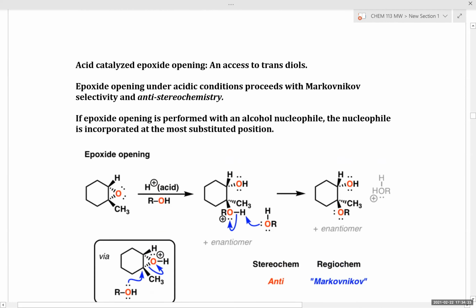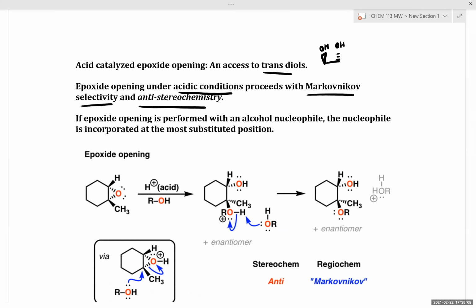Okay, so what we're now going to talk about is a method to take our epoxide and generate diol derivatives or ether derivatives of our corresponding epoxide. Acid catalyzed epoxide opening provides us access to trans diols. Epoxide opening under acidic conditions proceeds with Markovnikov selectivity and anti-stereochemistry. So we have Markovnikov regioselectivity and anti-stereochemistry.